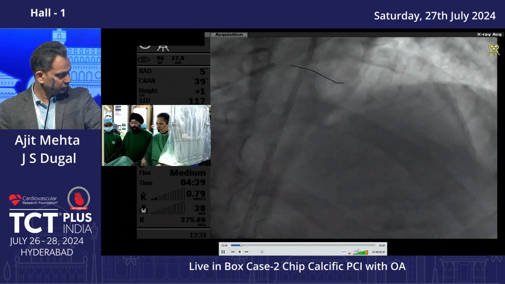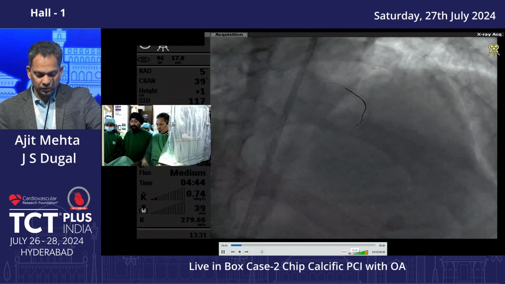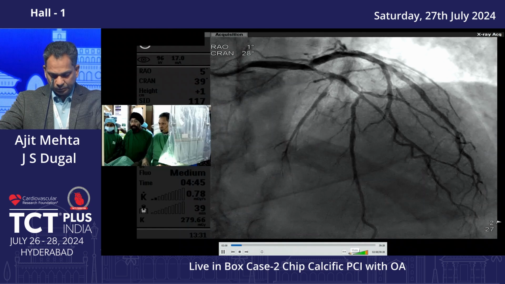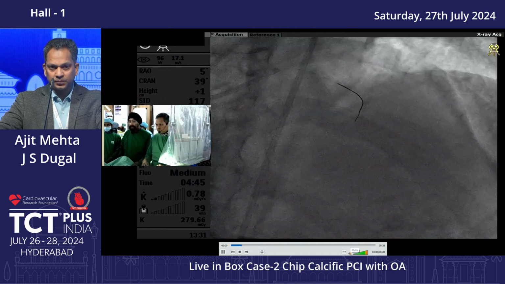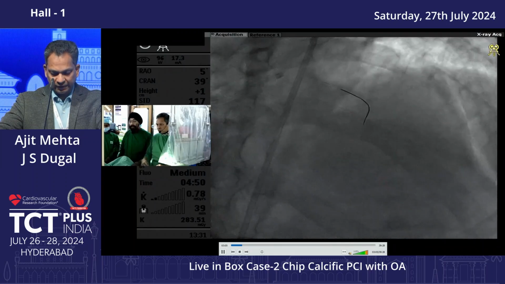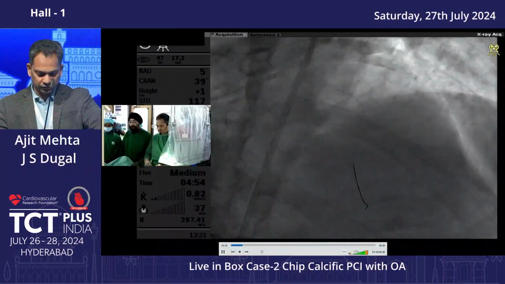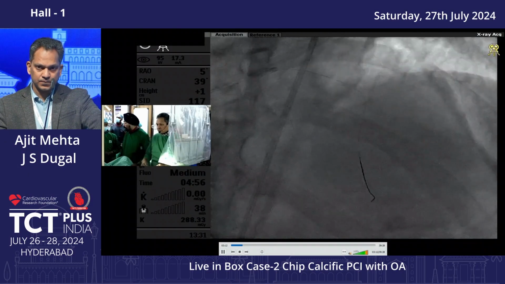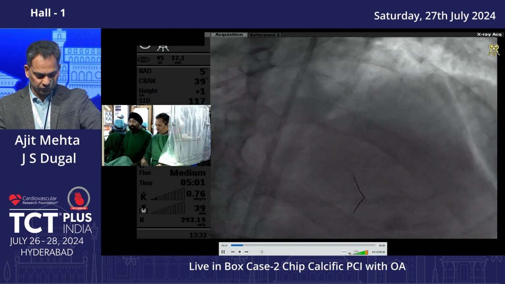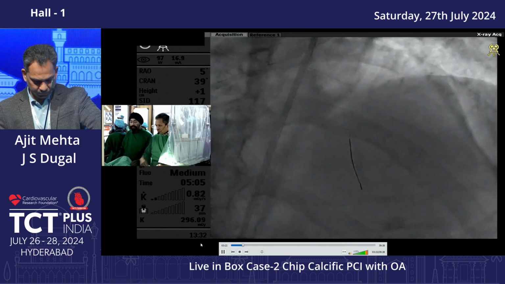Can you have the parallel image here? We have crossed the LAD. The LAD has also got disease, and we are going to do the OCT run after that. Now we go to do the OCT. Can you get the OCT, please? I think we'll have to dilate it. Will OCT go? I think so. Let's try it without it. If it doesn't go, we'll dilate it.